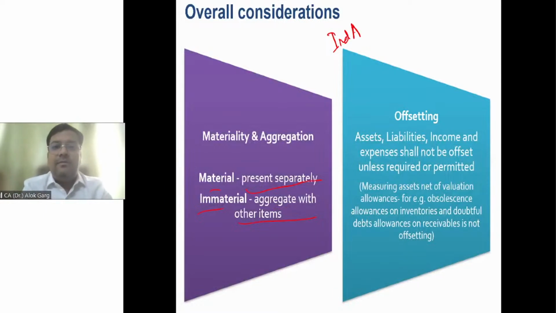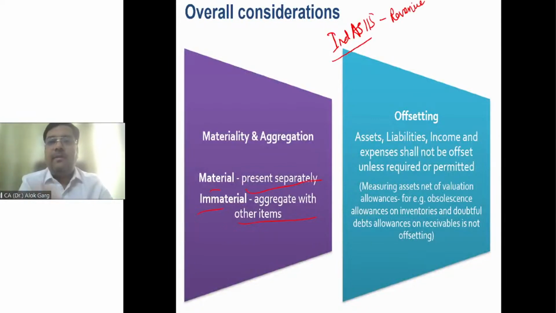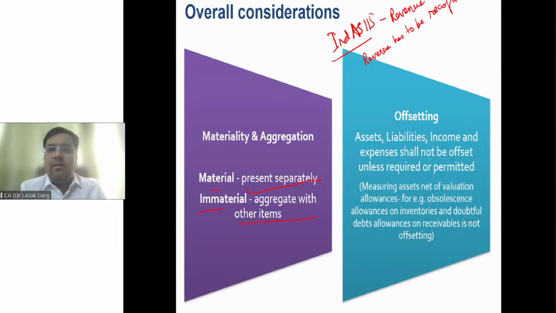Ind AS 115 talks about revenue recognition, right? In the accounting standards, it was AS 9. So Ind AS 115 talks about revenue recognition. What does it say? It says that revenue has to be recognized net of discount, net of trade discount.